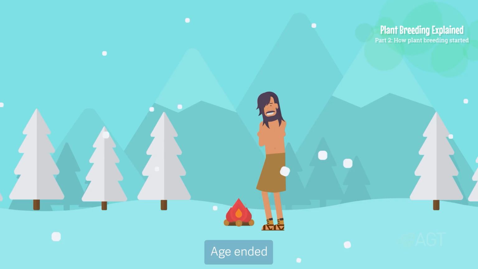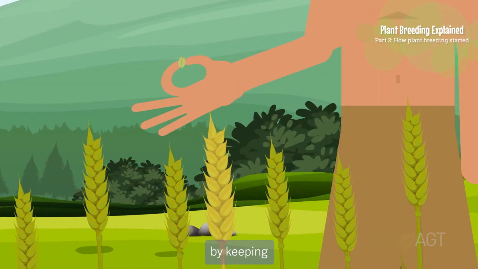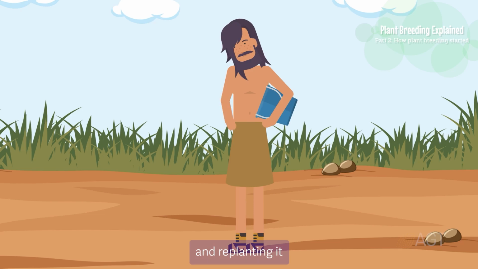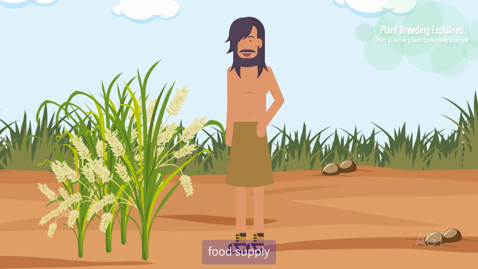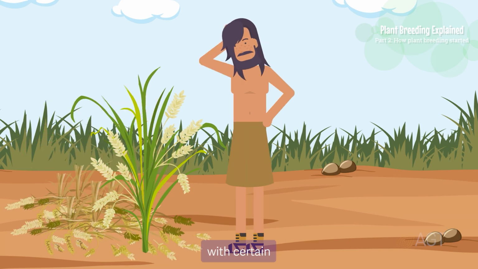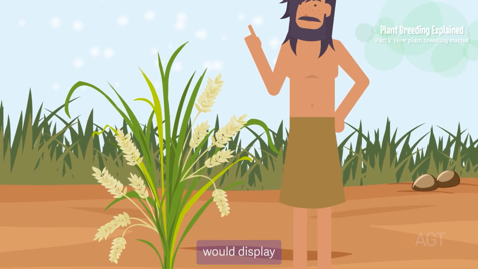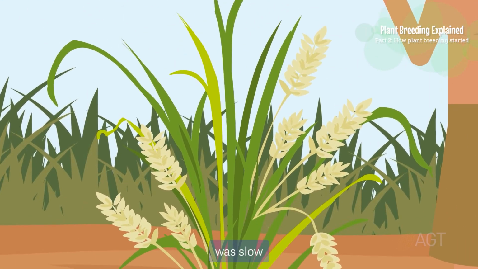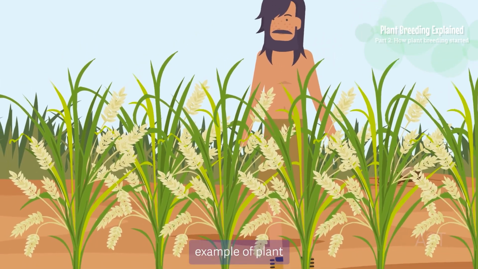As the Ice Age ended and the Earth warmed up, these small nomadic tribes found that by keeping some of the grain from the wild wheat and replanting it the following season, they would have a more consistent food supply. Over time, they discovered that by retaining seed from plants with certain characteristics or traits, such as drought or pest resistance, the next generation of crops would display similar traits. While the method was slow and not scientific, it represents the first known example of plant breeding.